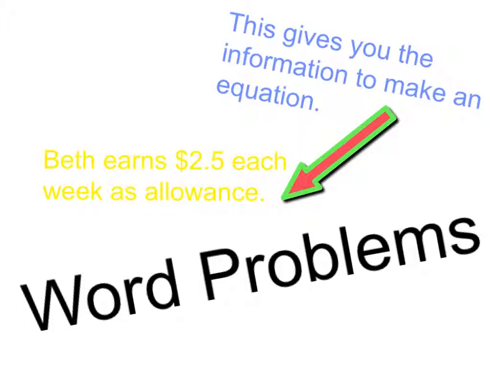Word problems. They just give you the information to make an equation. They can help you create other things, but you have to be really good at this. So this is an example of a word problem. Beth earns $250 each week as allowance.